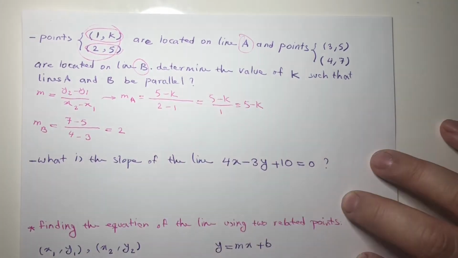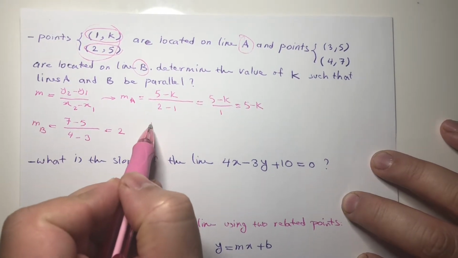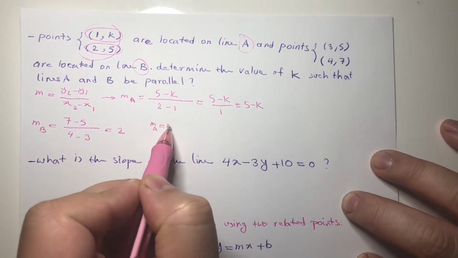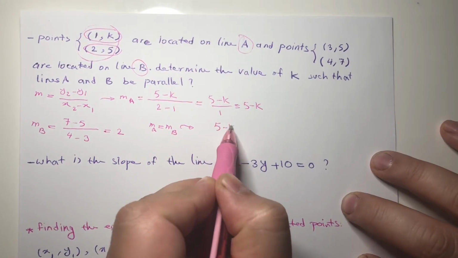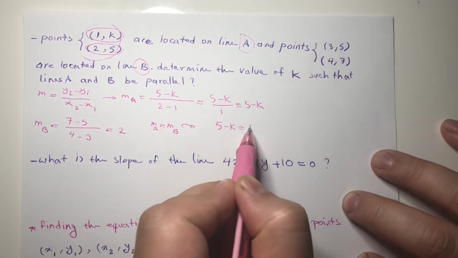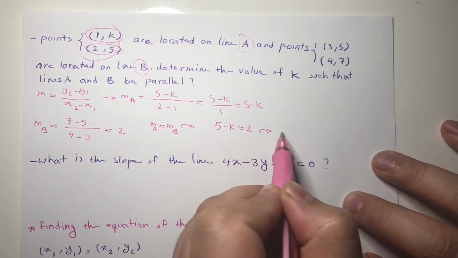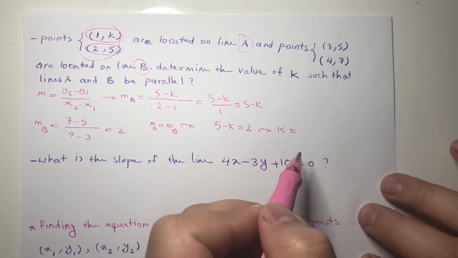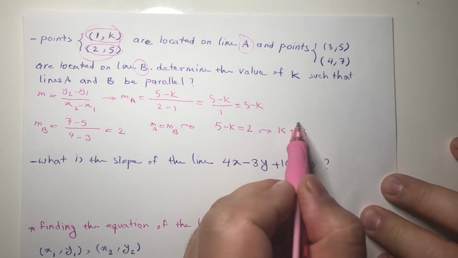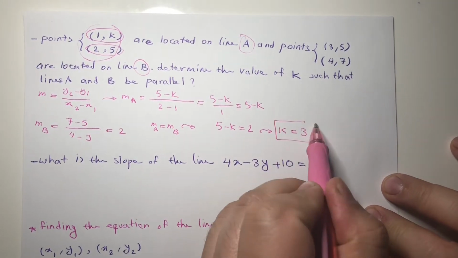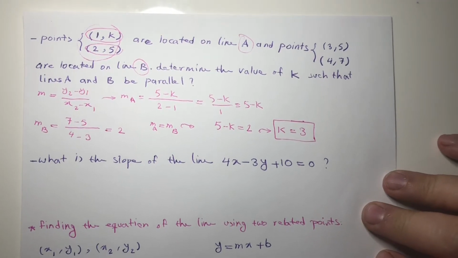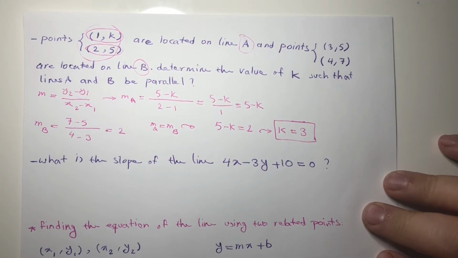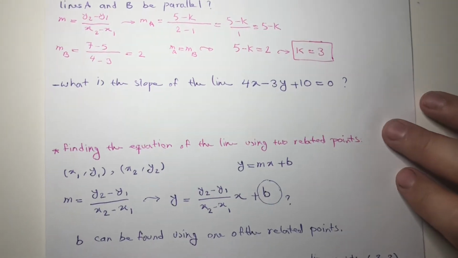In order for these two lines to be parallel, mA needs to be equal to mB. Then 5 minus k needs to be equal to 2. If we solve this equation, k is going to be 3. So if we choose k equal to 3, then the two lines A and B will be parallel.